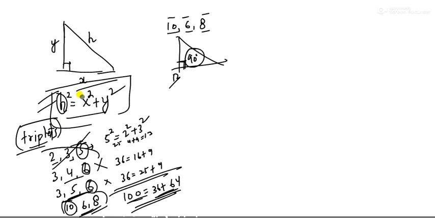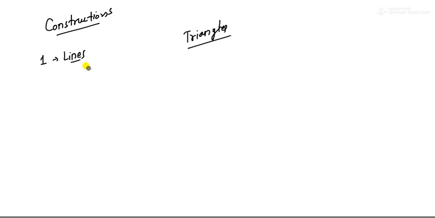Now moving to our next chapter, which is constructions. So in constructions, you may get either one or two questions only. Here it can be based on the line or it can be based on the triangles. And on line, both of these are valid on BPT only.